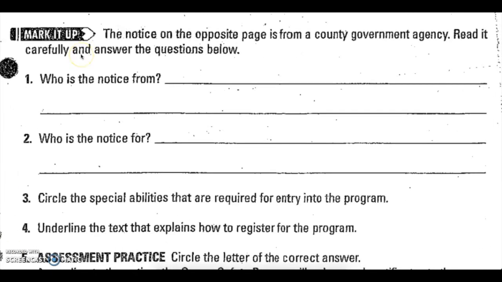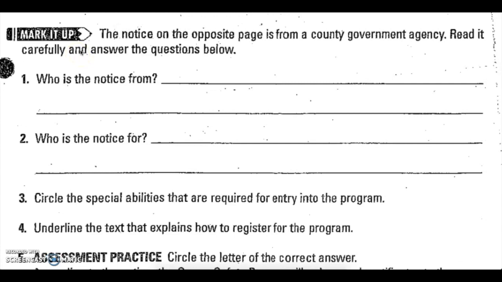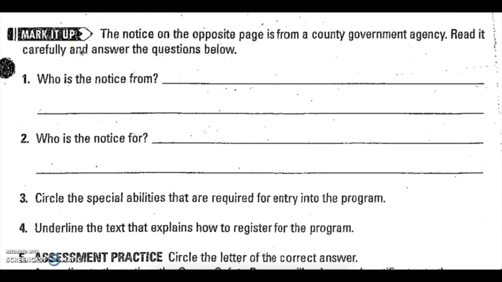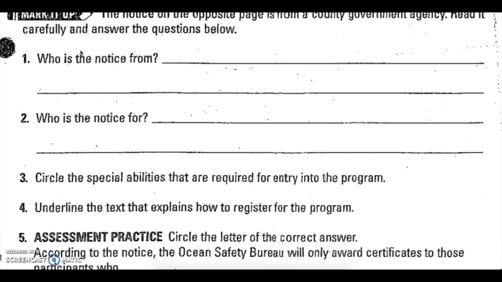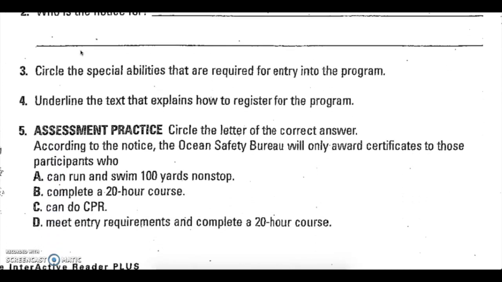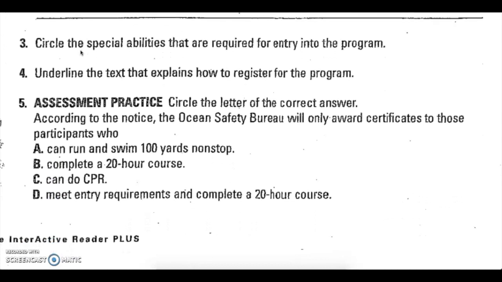The notice on the opposite page is from the county government agency. Read it carefully and answer the following questions. Who is the notice from? Who is the notice for? Circle the special abilities that are required for entry into the program. Underline the text that explains how to register for the program. And then circle the letter of the correct answer.